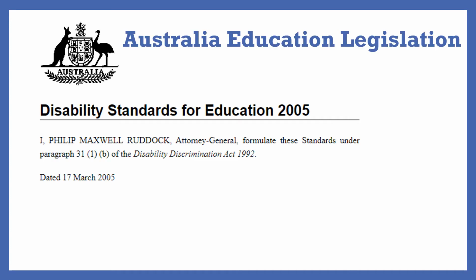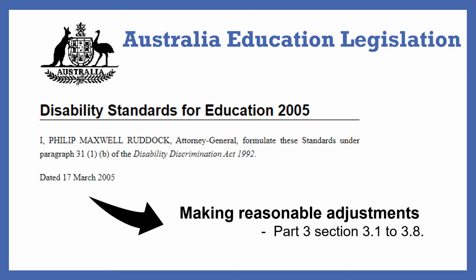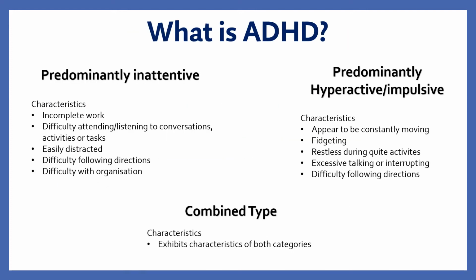Now, as educators, it is our responsibility to provide a quality education that is inclusive of all students. This inclusive practice is actually a legal requirement of all teachers under the legislative document Disability Standards for Education 2005. Now, this explicitly states that teachers are legally obligated to provide an educational experience that is accessible to students with disabilities. And the main standard within this legislation that we'll be focusing on is the standard of making reasonable adjustments for students.